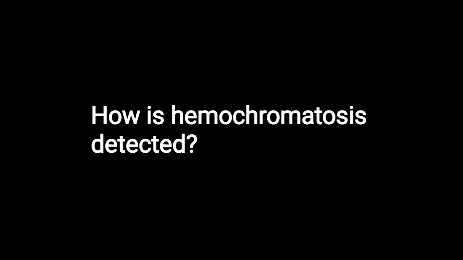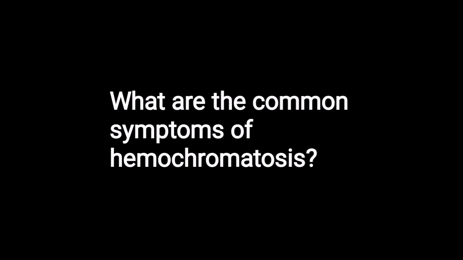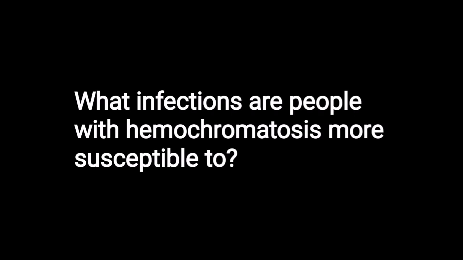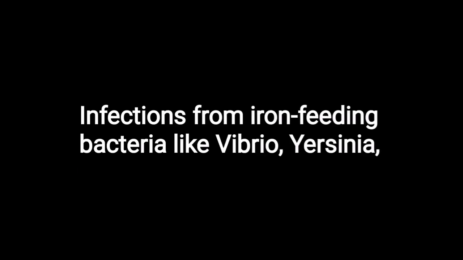430. How is hemochromatosis detected? By finding mildly abnormal liver tests and elevated iron levels in the blood. 431. What are the common symptoms of hemochromatosis? Symptoms include fatigue, joint pain, skin darkening, diabetes, and heart disease. 432. What infections are people with hemochromatosis more susceptible to? Infections from iron-feeding bacteria like Vibrio, Yersinia, and Listeria.